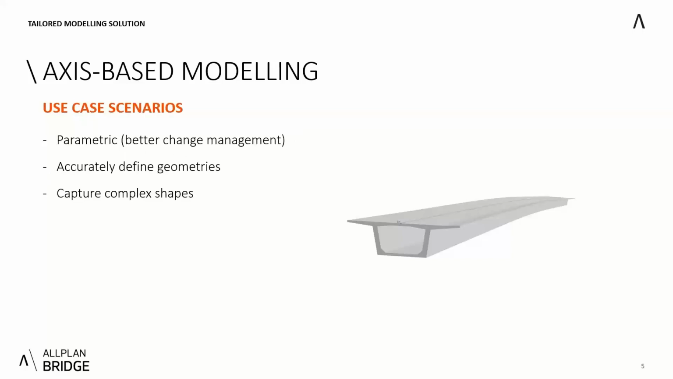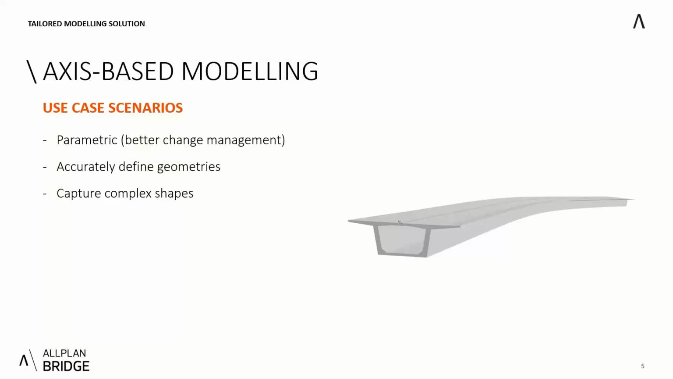This kind of approach is quite useful when you want better change management, that is, when you want to have a parametric model. If you want to change the alignment, for example, you can easily do that. Once you change the alignment, the whole element or the whole deck will also change. This is because the deck is based on two things, which are the axis and the cross-section. Once you introduce change at any of these two things, the resulting element will also change. That's the advantage of axis-based modeling.